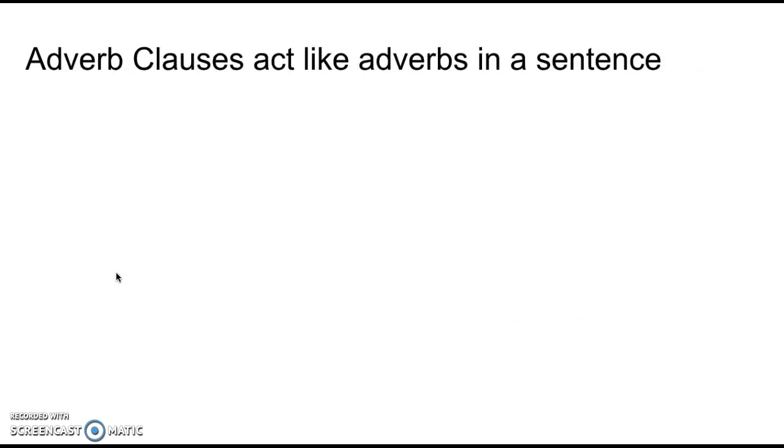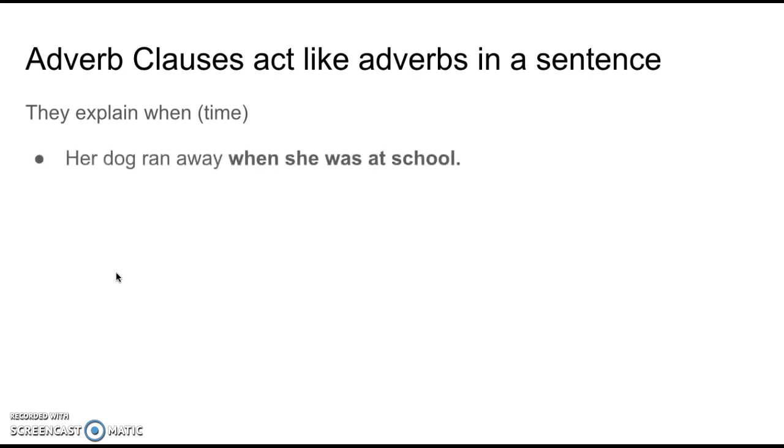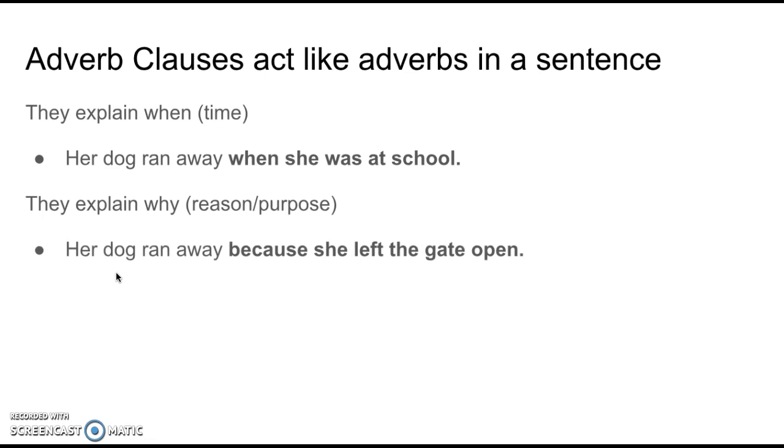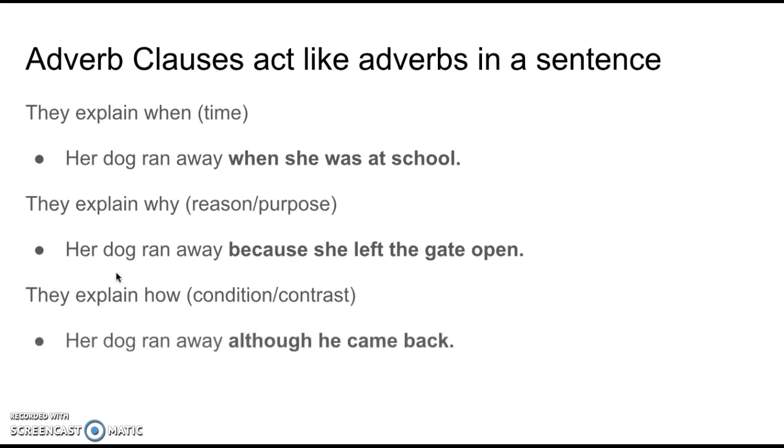Adverb clauses act like adverbs in a sentence. This is a little bit more difficult to understand, but they can explain when an action happens, so it gives information about time. For example, her dog ran away when she was at school. Adverb clauses can also give information about why something happens, the reason or the purpose. Her dog ran away because she left the gate open. And adverb clauses can talk about how something happened, so condition or contrast. This one is contrast, although, right? So her dog ran away, although he came back.